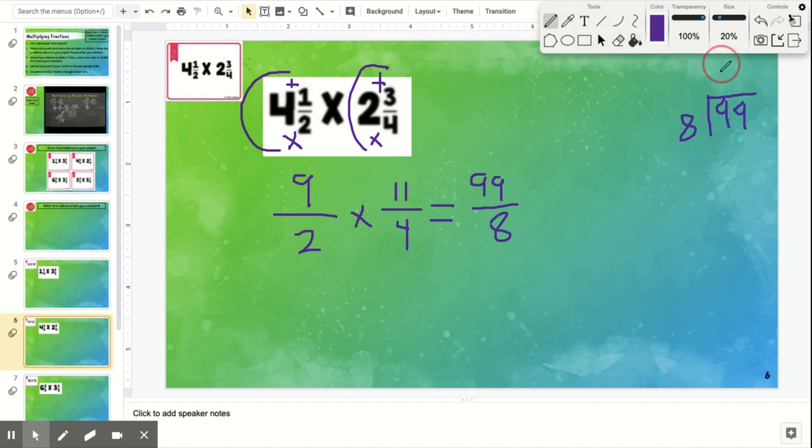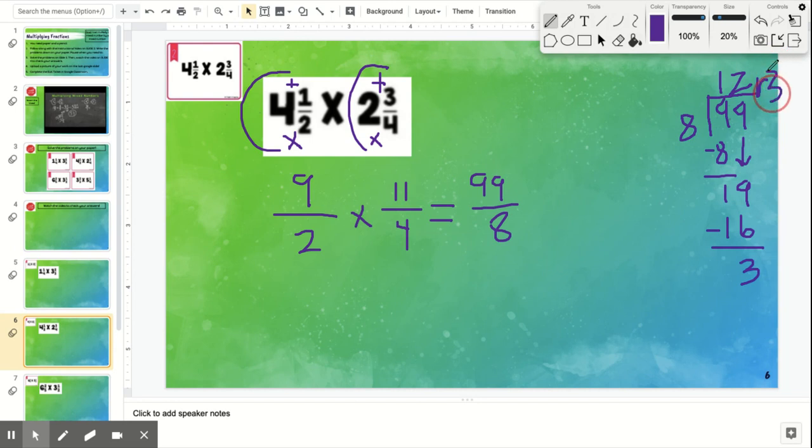So 8 goes into 9 one time. 1 times 8 is 8. When we subtract, we get 1. We bring down the 9. So now we have 19. And then I repeat the steps. 8 fits into 19 2 times. 8 times 2 is 16. I subtract and get 3. So 3 is my remainder.